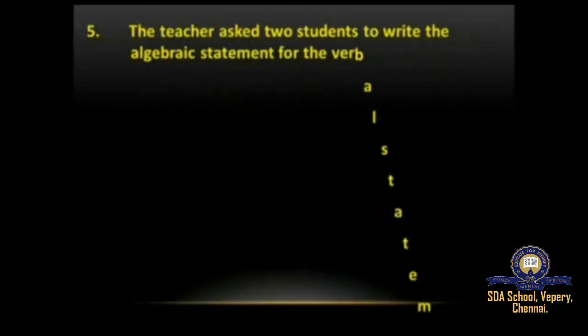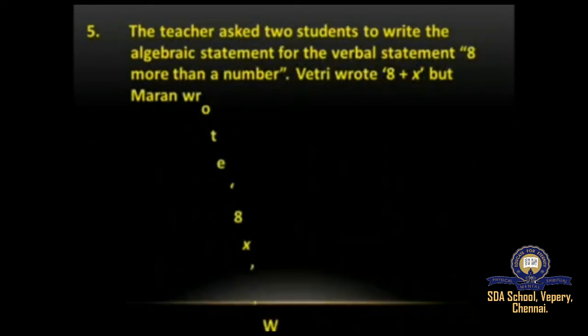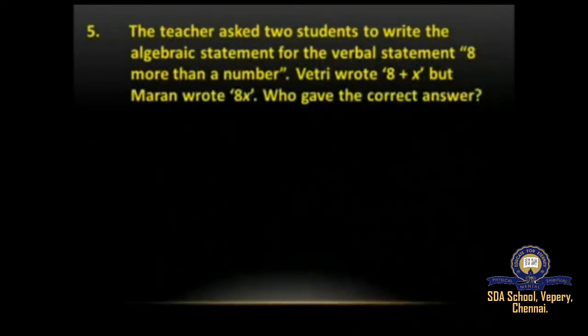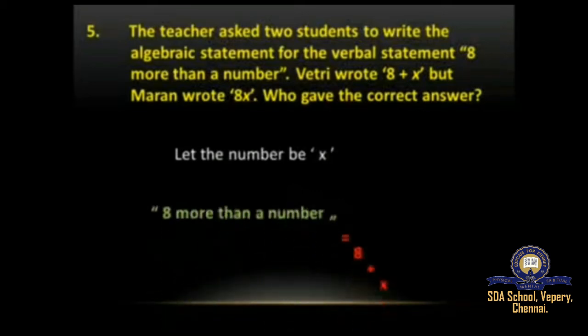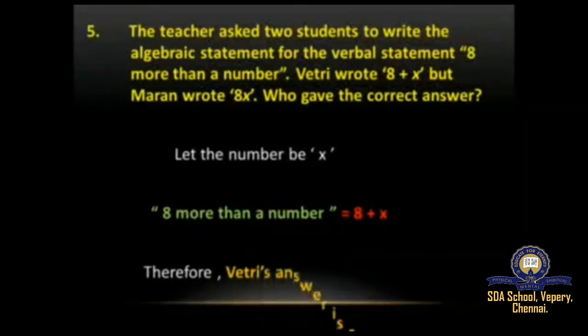The teacher asked two students to write the algebraic statement for the verbal statement 8 more than a number. So the first student, Vetri, wrote it as 8 plus x, but Maran wrote it as 8x. Okay, so who gave the correct answer? So let the number be x. Okay, so let the unknown number be x. And what is given in the question? 8 more than a number. So what does more than mean? You're going to add. Okay, so the answer is 8 plus x. So from the question given, Vetri's answer only is correct. Now we'll move to the sixth sum.